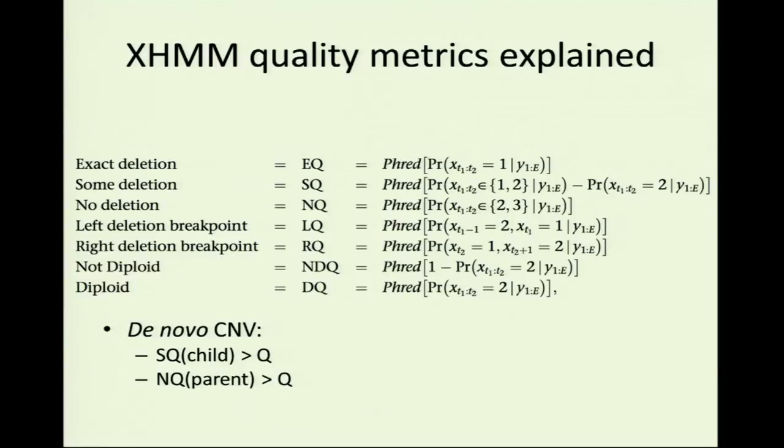Just as an example, this is on the bottom here. It says, if you want to call de novo CNV, so what would you do? How would you use these quality metrics in the right way? And I'll talk about that a little bit later, if we have some time.